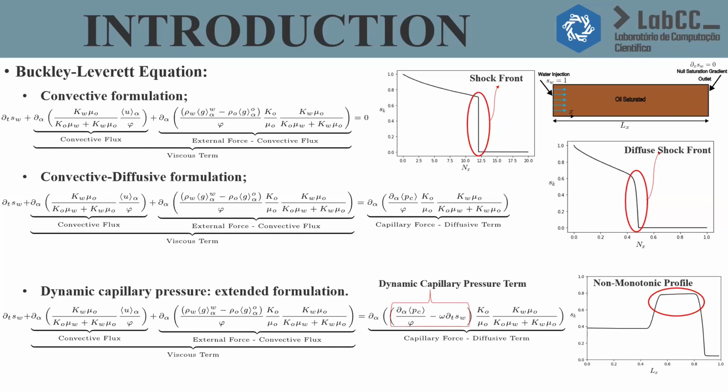The second formulation is the convective diffusive formulation with static capillary pressure. This term of capillary pressure will introduce the diffusive effects, and for the same problem, we will notice now a diffusive effect in the sharp front simulation. And the last one is the convective diffusive formulation, but now with dynamic capillary pressure. This term changes a lot the phenomena in this case, because it will introduce non-monotonic solutions where we can have an overshoot in a region during the displacement.